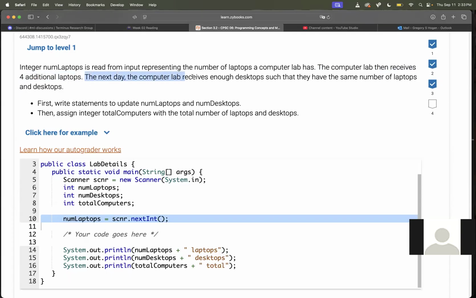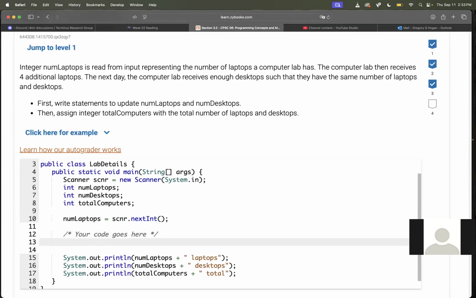Then it says the next day the computer lab receives enough desktops such that they have the same number of laptops and desktops. So what we're supposed to do here, it says write statements to update num laptops and num desktops, and then assign total computers with the total number of laptops and desktops. It's a little bit complicated here. This one's hard to understand, so let's take it step by step.